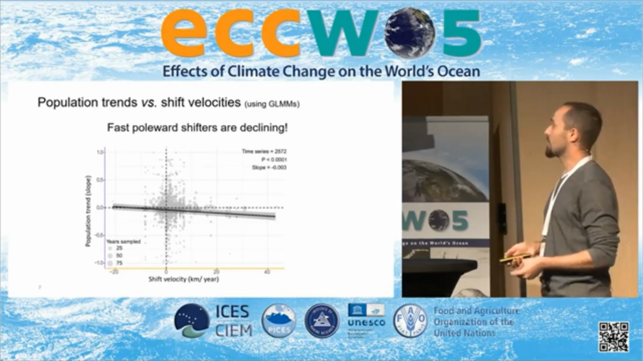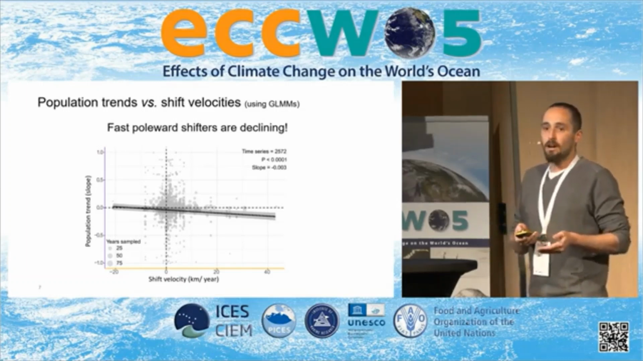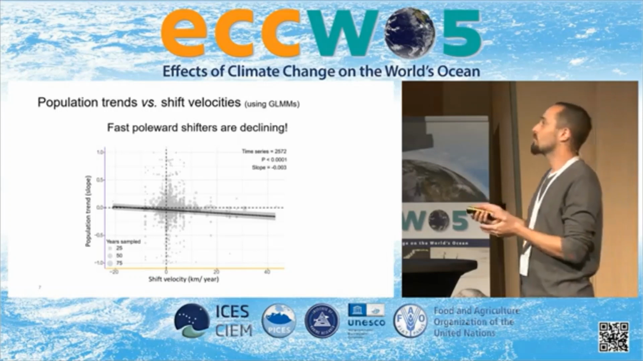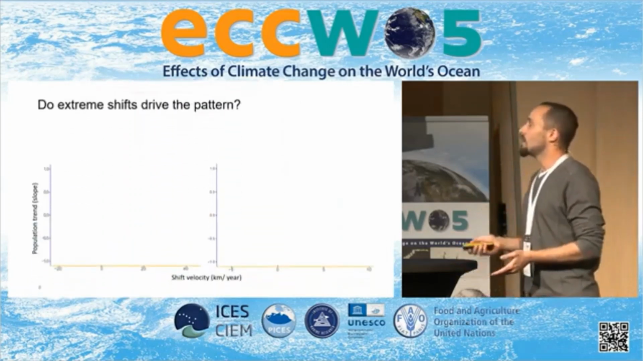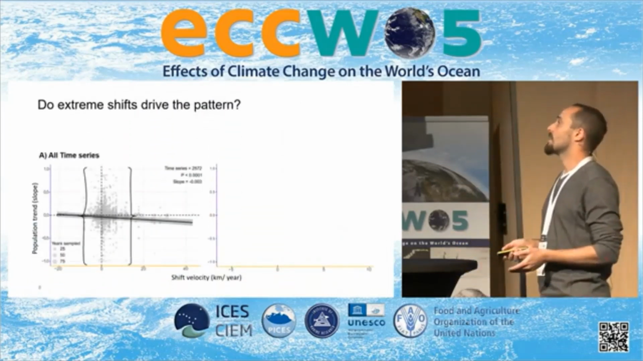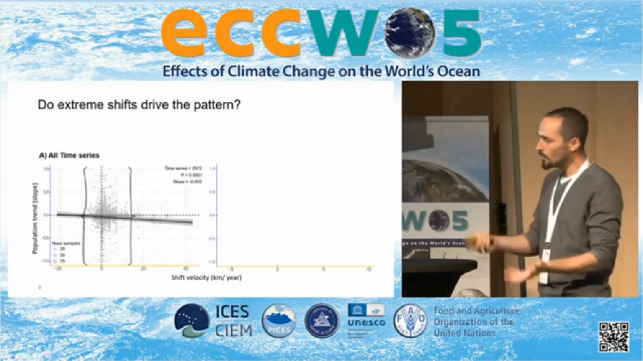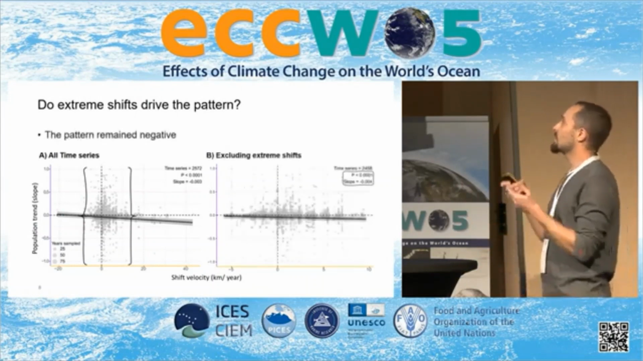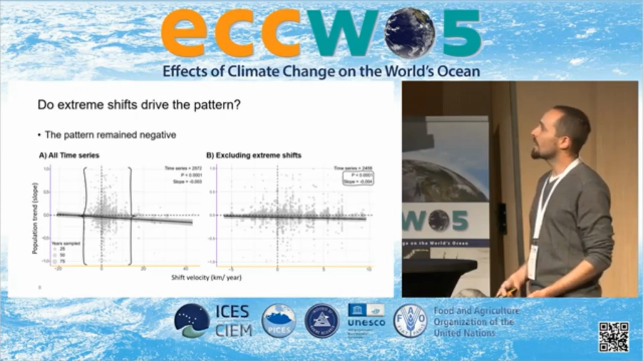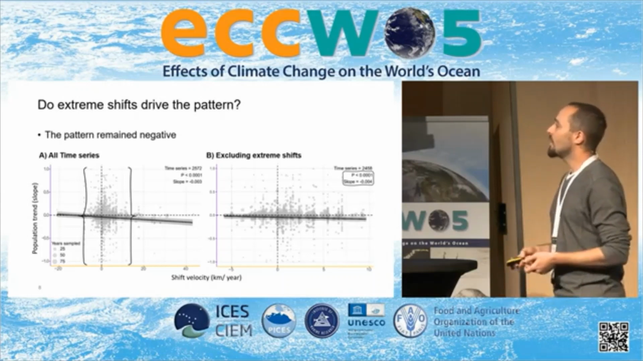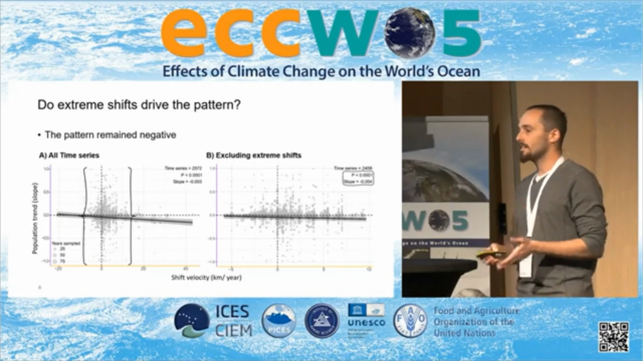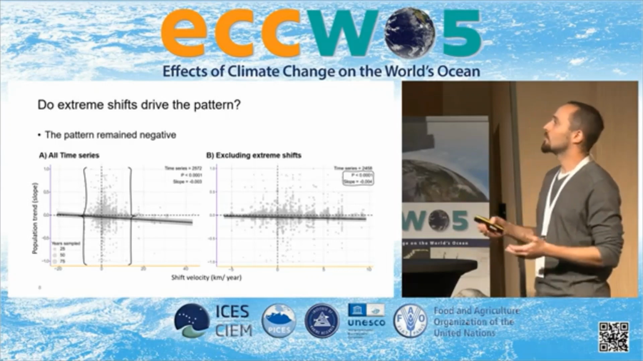So I guess, as most macroecologists, the next step was to conduct many sensitivity analyses and check the robustness of this pattern. First of all, we thought that this pattern might be driven by those extreme shift velocities. So as a first stage, we removed those extreme shifts. We ran the analysis, and we found that it's still significant and negative, and the slope became even a bit more negative. So we find no evidence that this relationship is driven by those extreme shifts.